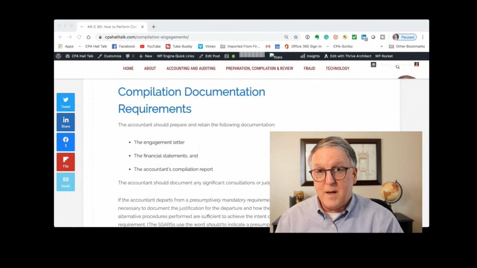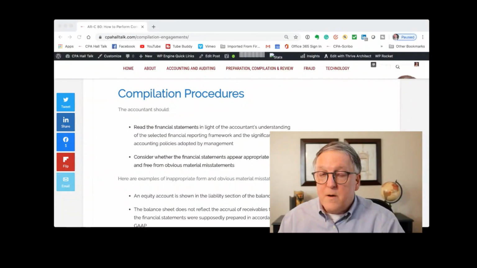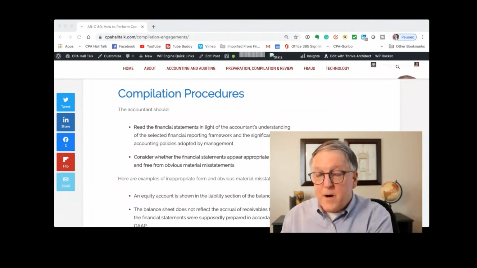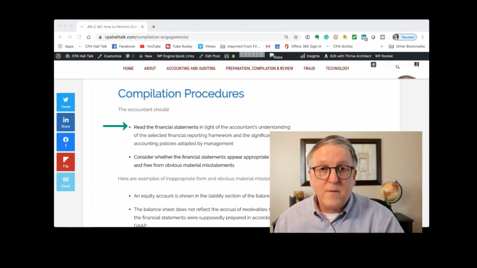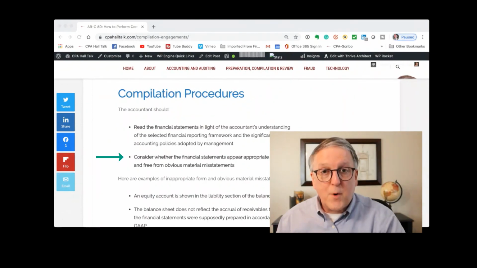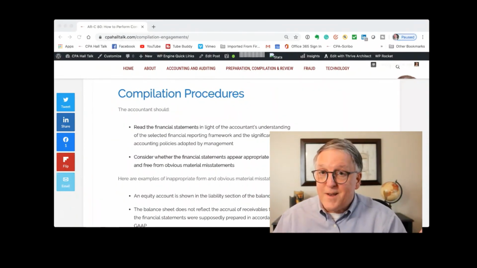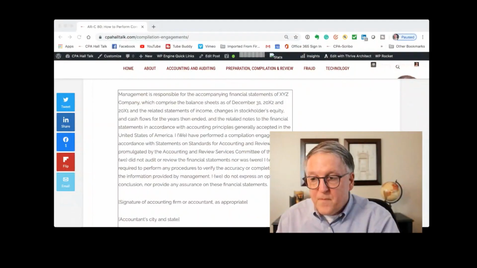So, what must you do in a compilation? What are the procedures to be performed? The procedures are quite simple. Really, all you have to do once you prepare the financial statements is read the financial statements to determine whether or not they appear to be appropriate. And that's the only procedure that you have to perform in a compilation. How easy is that? Now let's take a look at an actual compilation report and see what's in it.